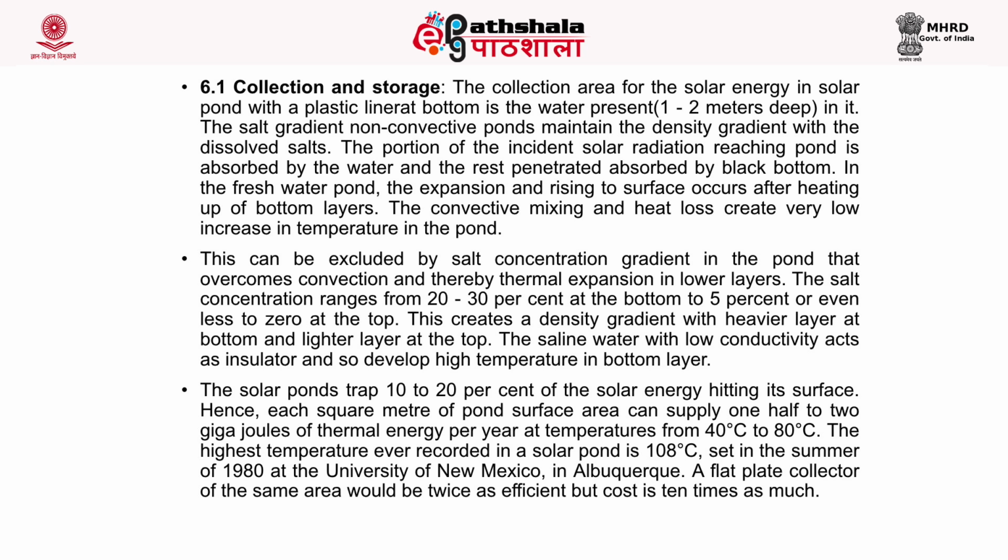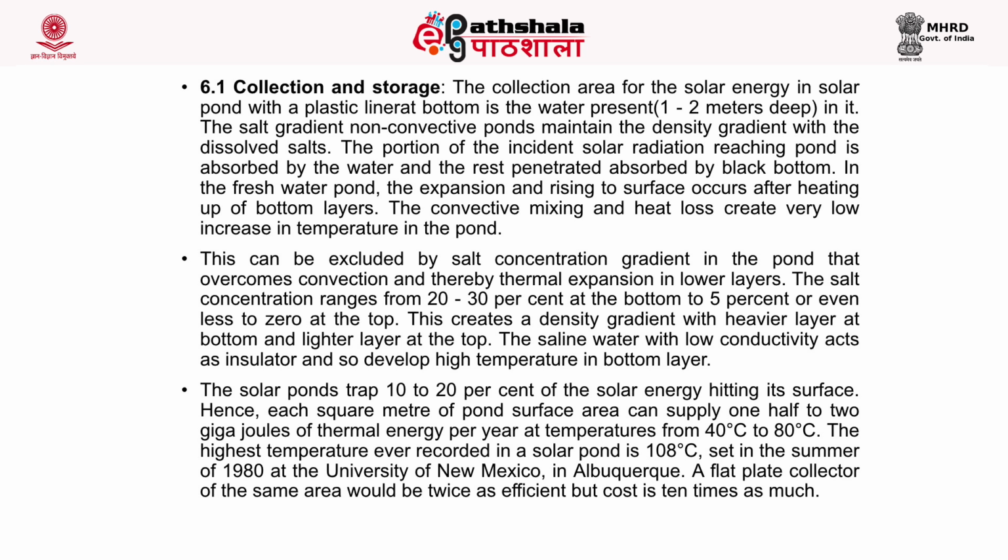In a freshwater pond, expansion and rising to the surface occurs after heating up of the bottom layers. The convective mixing and heat loss create a very low increase in temperature in this pond. This can be prevented by the salt concentration gradient in the pond that overcomes convection and thereby thermal expansion in the lower layers. The salt concentration ranges from 20 to 30% at the bottom to 5% or even less to 0 at the top. This creates a density gradient with heavier layers at the bottom and lighter layers at the top. The saline water with low conductivity acts as an insulator and so develops high temperature in the bottom layer.